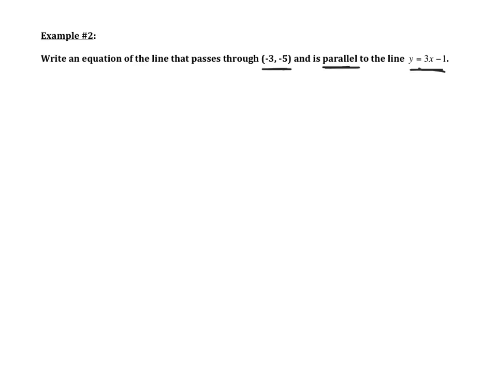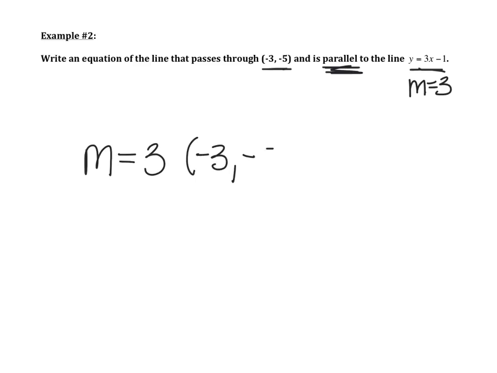So if I know what the slope of this line is, I know what the slope of the equation I'm supposed to write is. So since this is in slope-intercept form, since y is by itself, the slope of this line is 3. That means the slope of the equation that I'm supposed to write has the same slope since it is parallel, so the slope of the equation I'm supposed to write is 3. And again, it has to pass through this point, -3, -5.